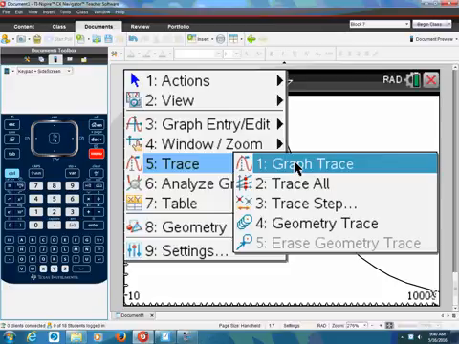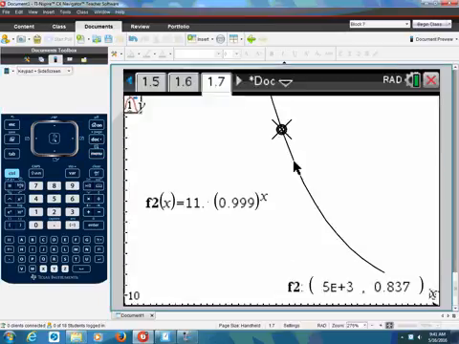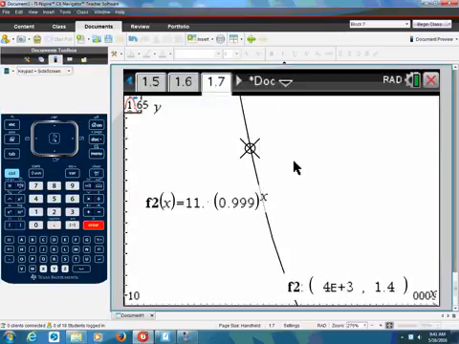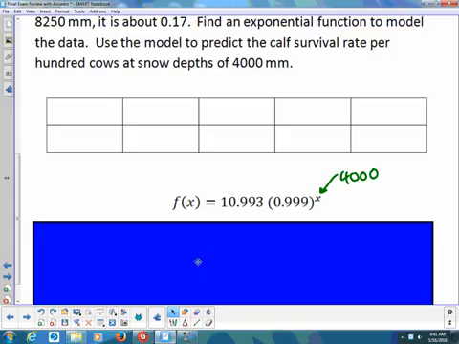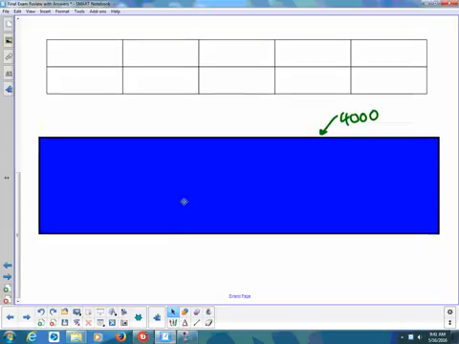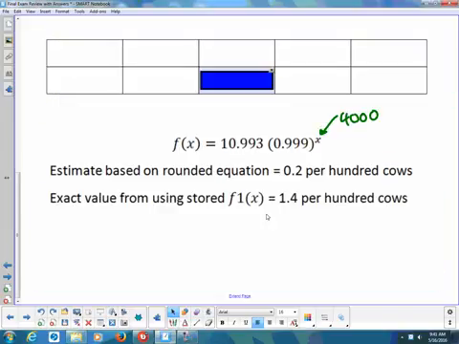Have you tried that before? Give me a little nod. Did you ever try that? No, nobody, a couple people. All right, so with this, I can just type in 4,000 and it'll take me right to my answer. All right, 1.4. So that should be our answer for this part. Estimate based on, okay, so it should be 1.4 per 100 cows as our answer.